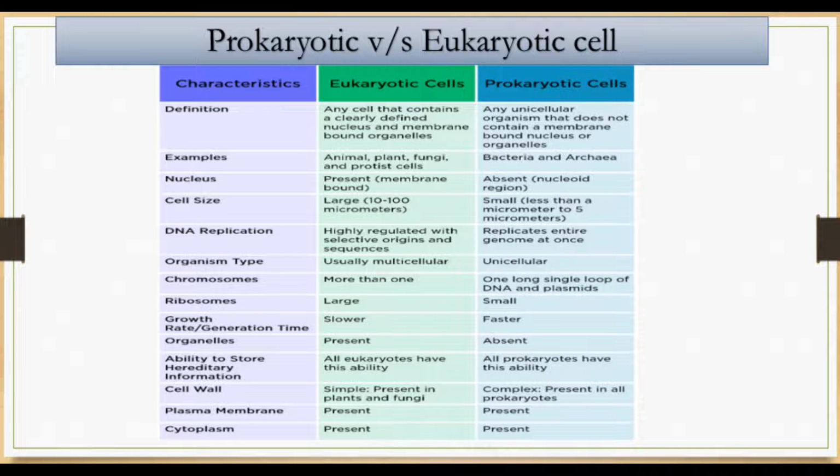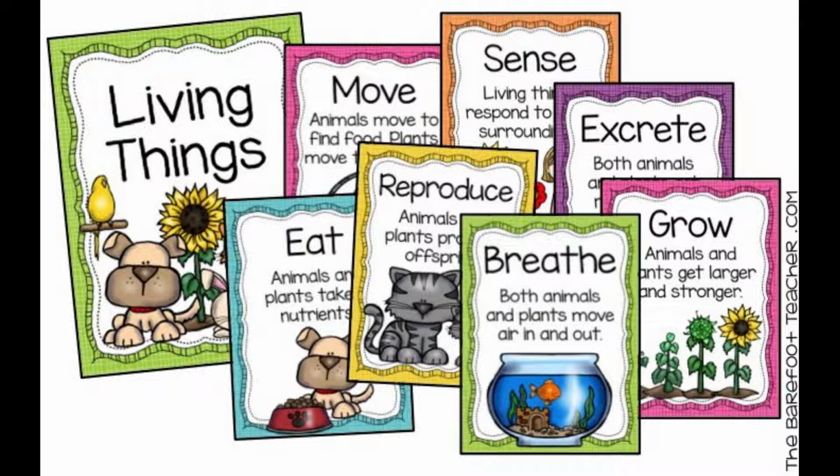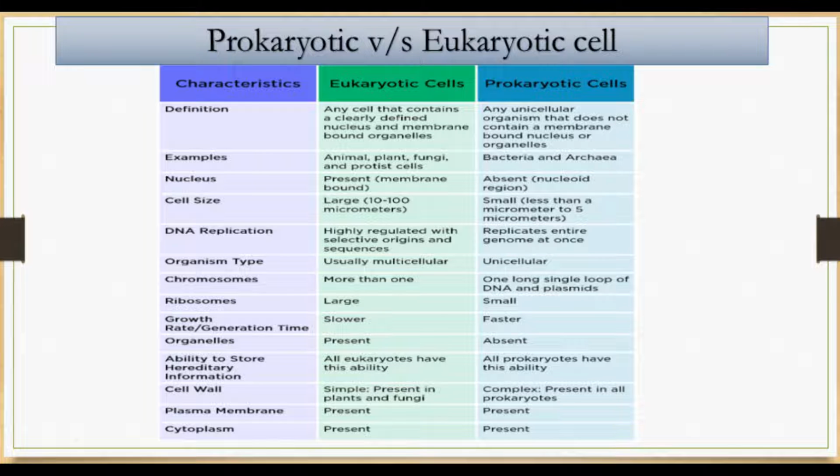A prokaryote is a unicellular organism. So what is unicellular? A unicellular organism has only a single cell that does all the activities a normal cell does, the whole wide variety of activity an organism does. They do everything: digestion, excretion, reproduction, growth, anything. So a prokaryote is any unicellular organism that does not contain a membrane-bound nucleus or organelles.